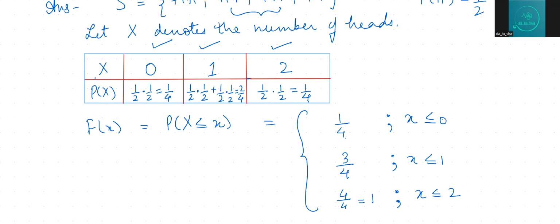So this is how we can find out CDF and the discrete random variable probability mass function and CDF questions. So in the next lecture, I'll be talking about the continuous random variable and its related questions.